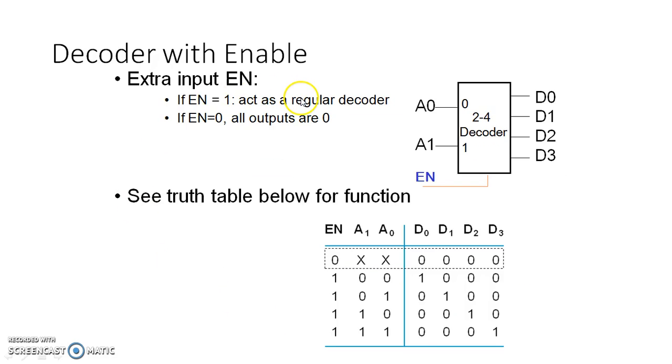Next, decoder with enable pins. If a decoder has an enable pin, it's just like a control or a main switch for the decoder, whether it is on or off. So when the enable pin is 0, whatever the inputs are, your output will be 0. Whenever the enable pin is 1, it will work as a normal decoder.